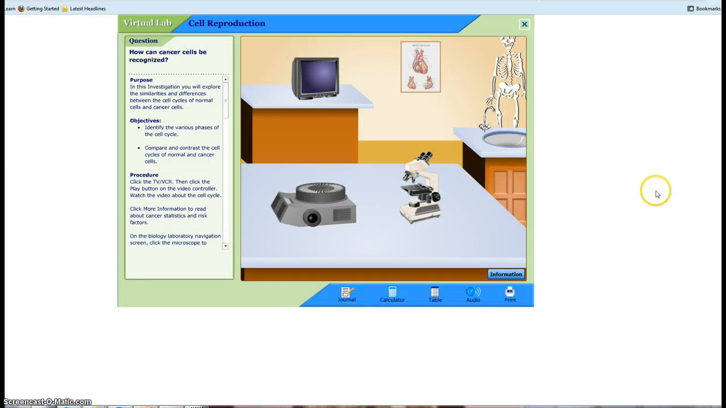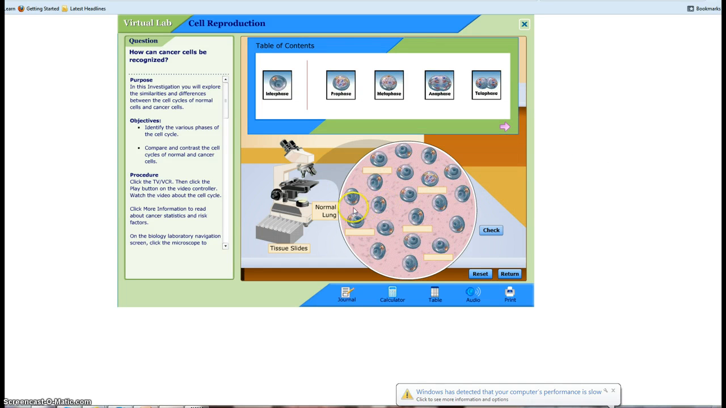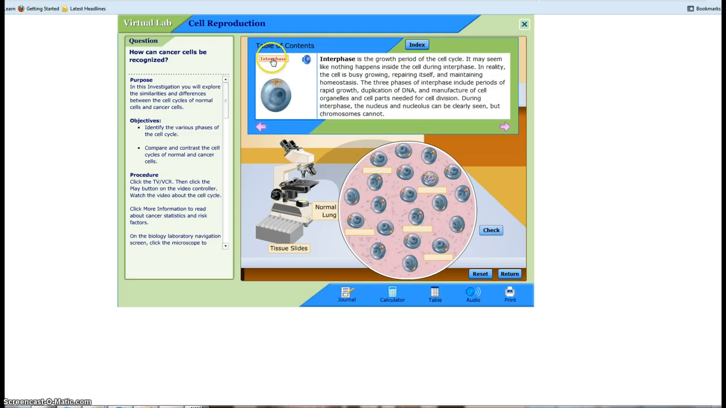So when we get into the lab, and there is a video that demonstrates this lab, but I want to talk about it with respect to the job of a pathologist. Here we go. We have normal lung tissue here. And the diagrams represent different stages of mitosis. So when we look at the picture and match it up with the picture here, okay, this one's interphase. Then we can label the interphase.